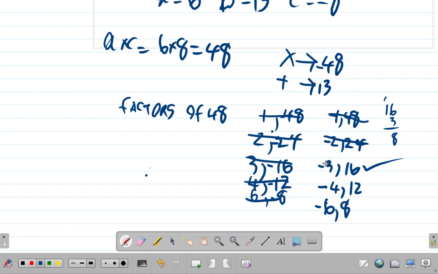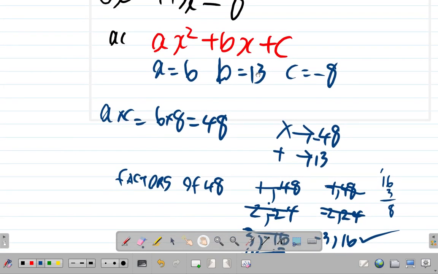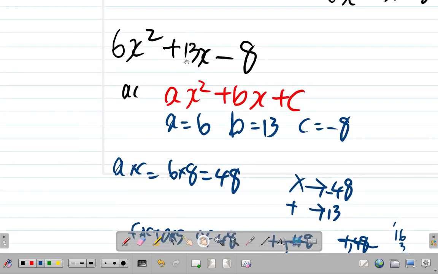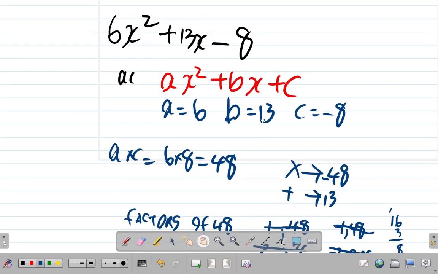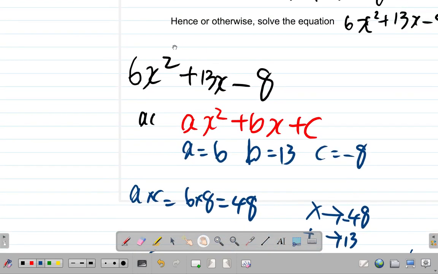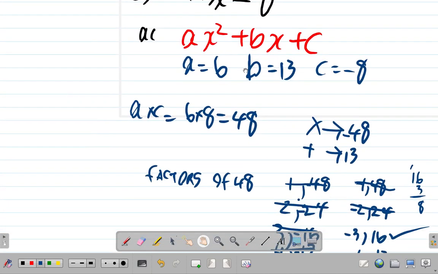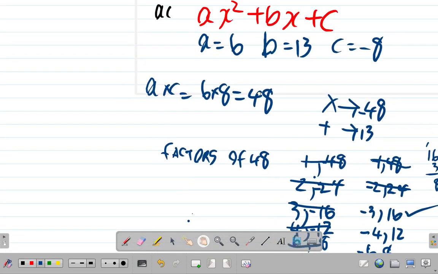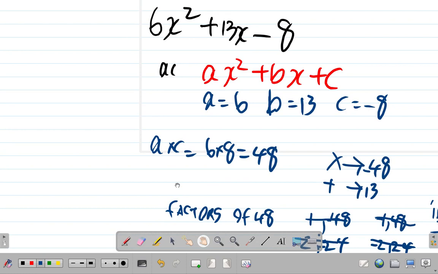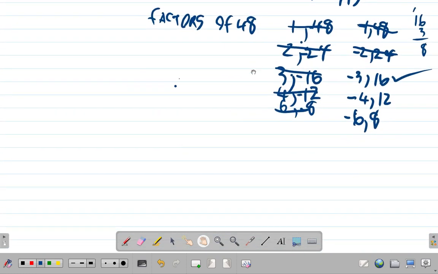Because negative 3 plus 16 gives you positive 13 in the middle. And negative 3 times 16 gives you negative 48. So we're going to split 13 into negative 3 and 16. You see that?